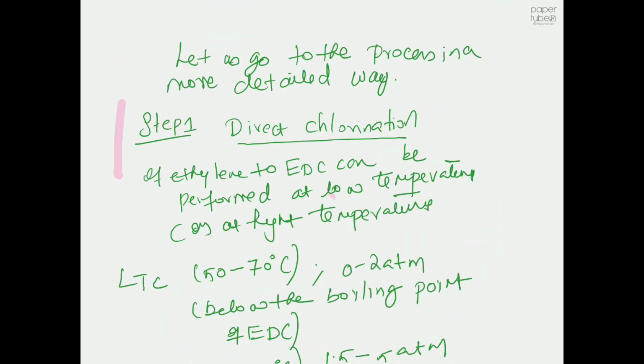So let's begin with step 1, which is direct chlorination of ethylene to ethylene dichloride. Normally we can perform this reaction, and now we are introducing this chemical engineering aspect. At what temperature are we going to perform this reaction? We can perform this either at a low temperature or at a high temperature.